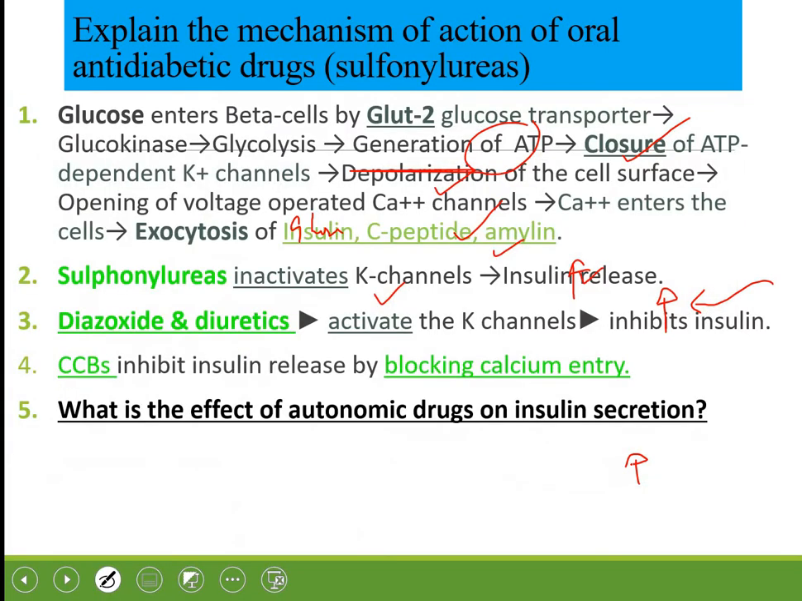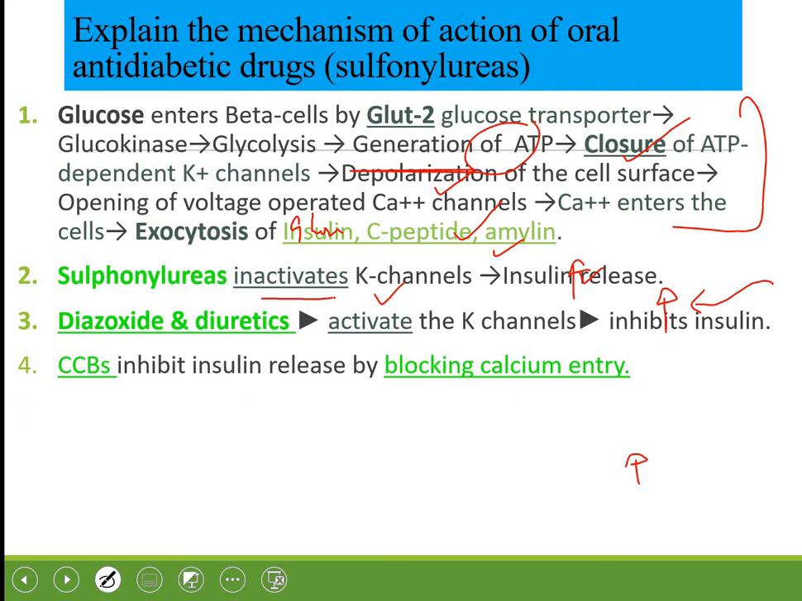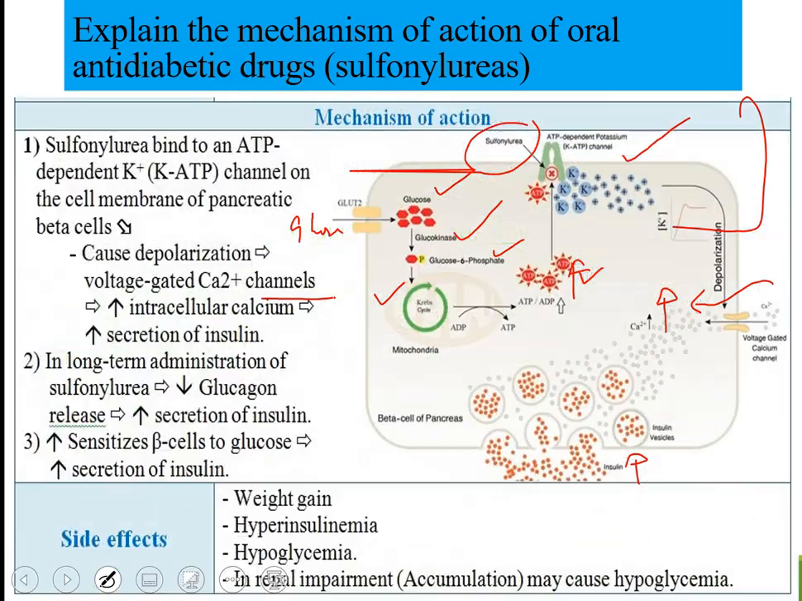So this is how it is discussed in this paragraph. A very important thing is that sulfonylurea inactivates potassium channels, which are sensitive to the ATP/ADP ratio. This potassium efflux is there, but sulfonylureas block it, and consequently this is followed by an influx of calcium inside the cell, as I discussed.